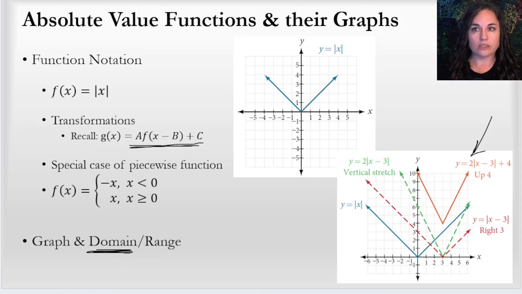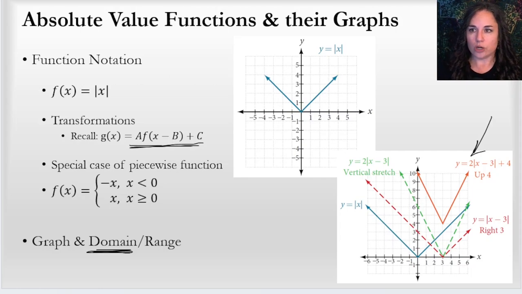One of the learning objectives I have for this lesson is, of course, to graph absolute value functions. So if you were given a function of this form, would you be able to graph it? I think that's pretty straightforward. Find the vertex and then you can look at the slope. I don't think that's too bad.